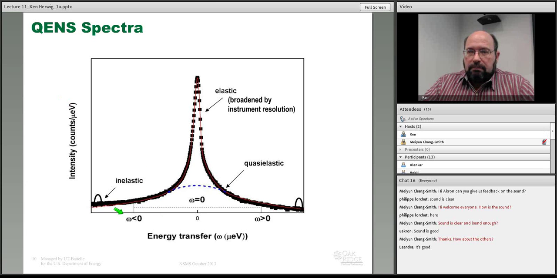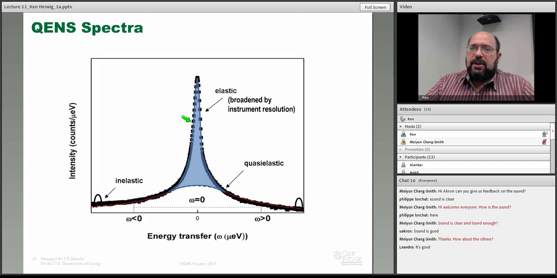You have the quasi-elastic signal, which is peaked at omega equals 0, and falls off as you go out in energy transfer, either energy gain or loss. In principle, you need to apply the detailed balance correction, but often your temperatures are such that that correction is minimal. And sometimes out at high energy transfers, you'll have real inelastic spectra, and you'll have peaks that might show up. The elastic peak, as I said, is at omega equals 0. It's broadened by the energy resolution of the instrument.